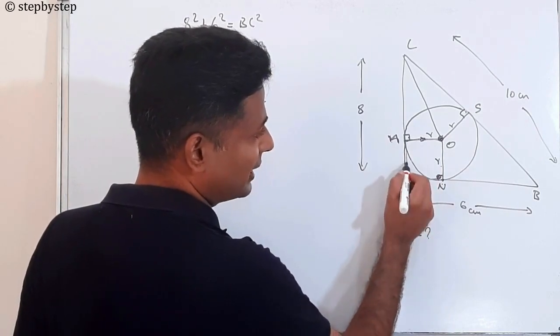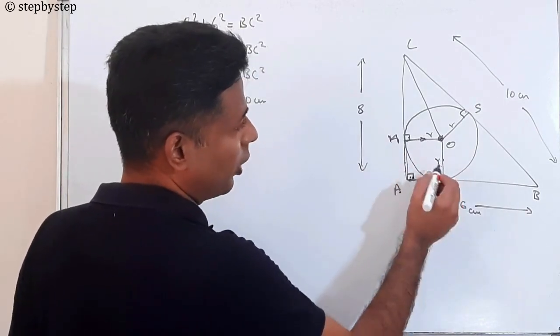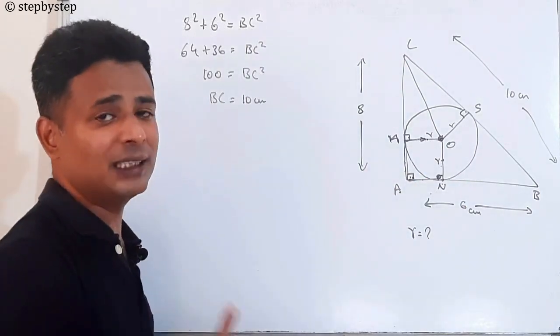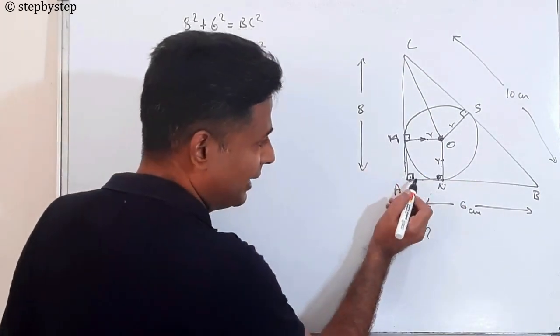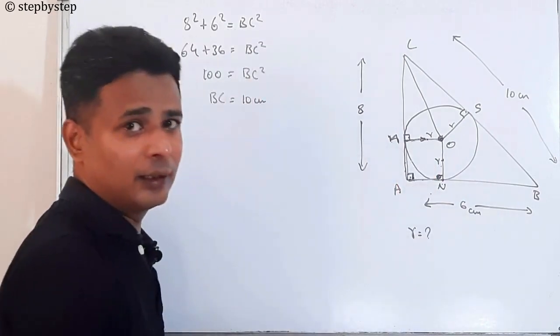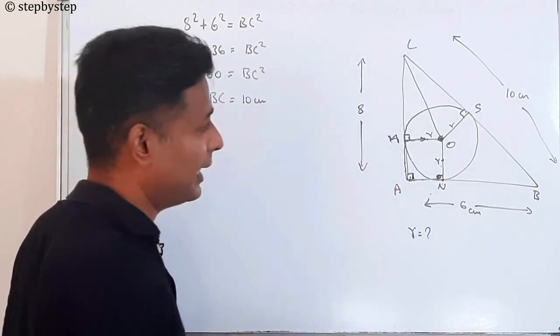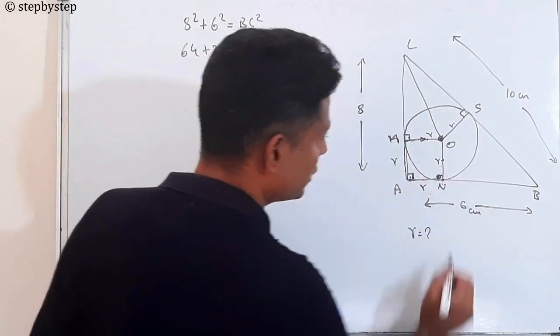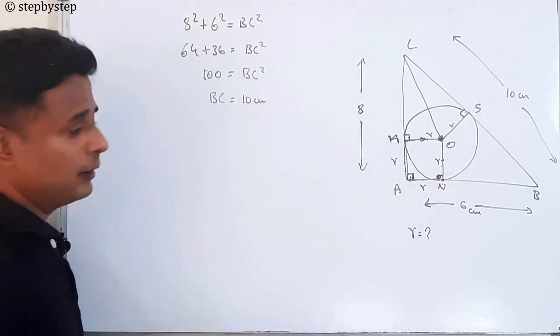This side is equal to this side and this side is equal to this side. But we also have this side equal to this side, which means all four sides are equal, which means it is a rhombus. Plus the angles are 90 degrees, so it is a square. All squares are rhombuses, right? So since this is a square, AM also will be R, AN also will be R, right?